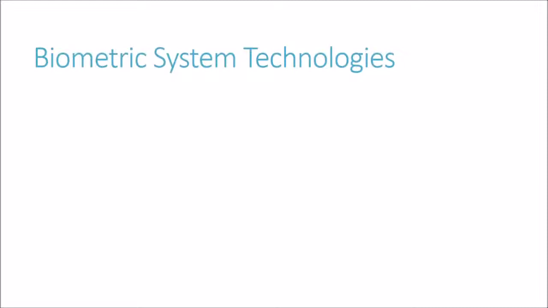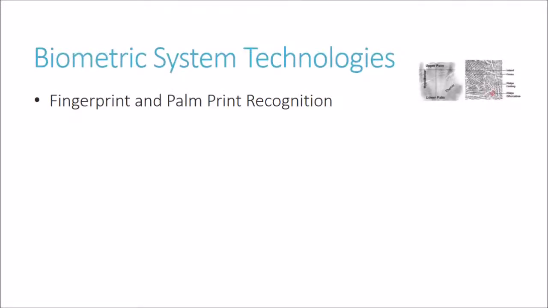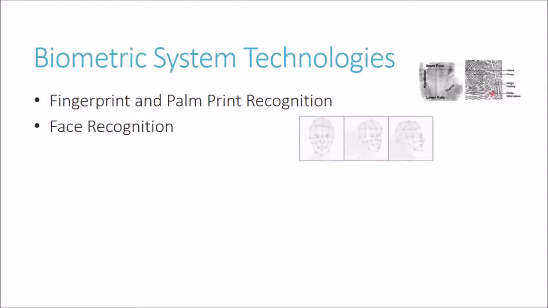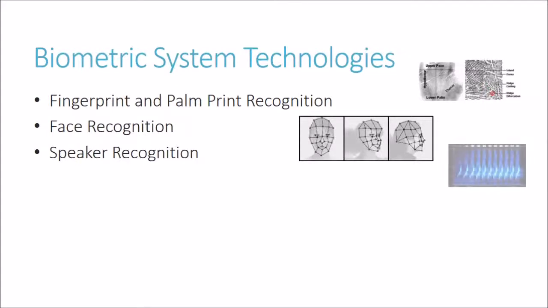There are many different biometric systems available, but I wanted to take a moment to give you a sense for a few of the main ones. Fingerprint and palm print recognition both utilize ridge and valley pattern analysis of the skin. Face recognition systems utilize geometric or feature attributes of a person's face to confirm their identity. Speaker recognition systems use pattern detection and analysis of a person's voice, which gives acoustic waveforms that are unique to that person.